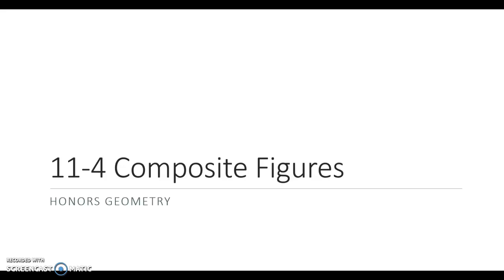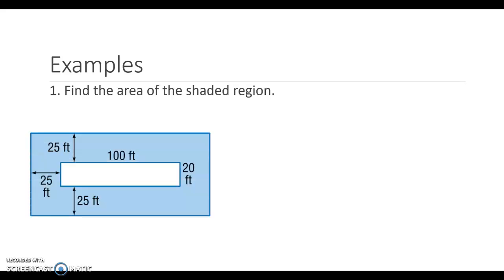For the last section in this Unit 9, we are going to look at 11.4, which is going to be area and perimeter of composite figures. Composite figures are just figures made up of more than one polygon. So for our first example, we're going to find the area of the shaded region.